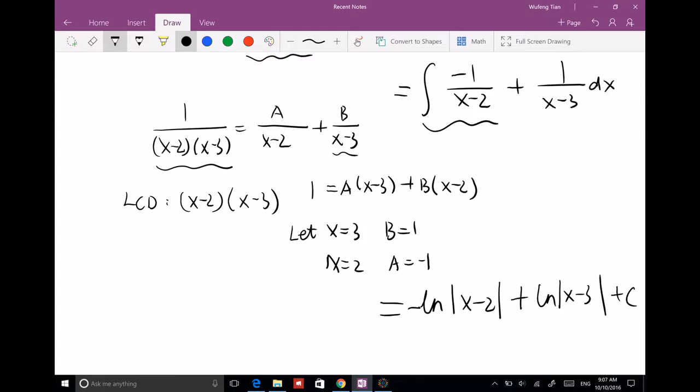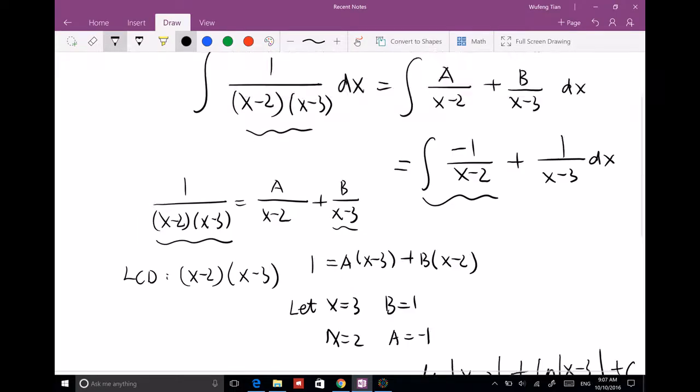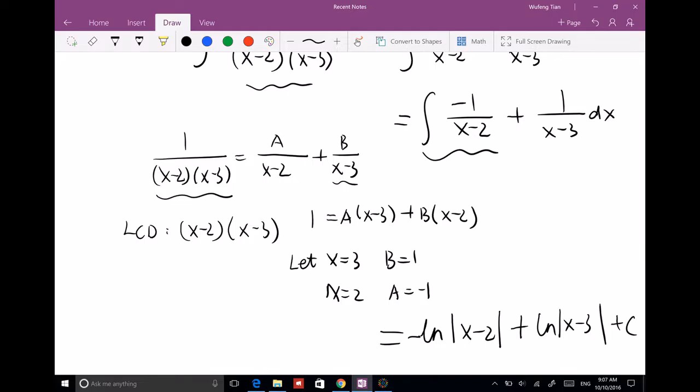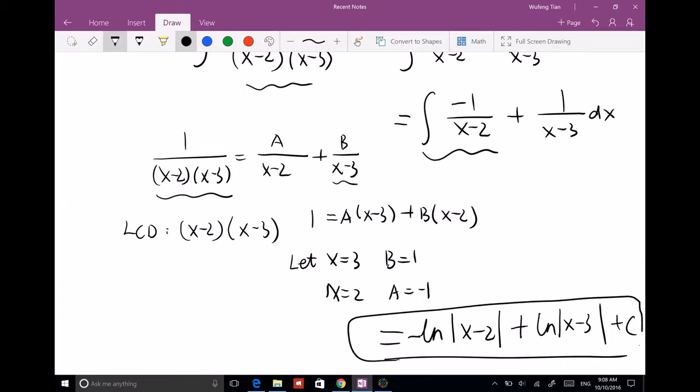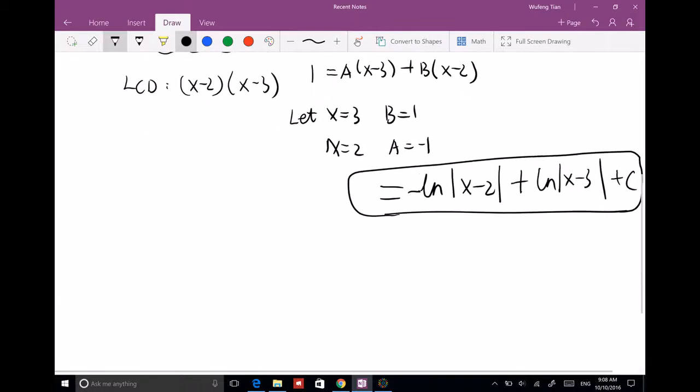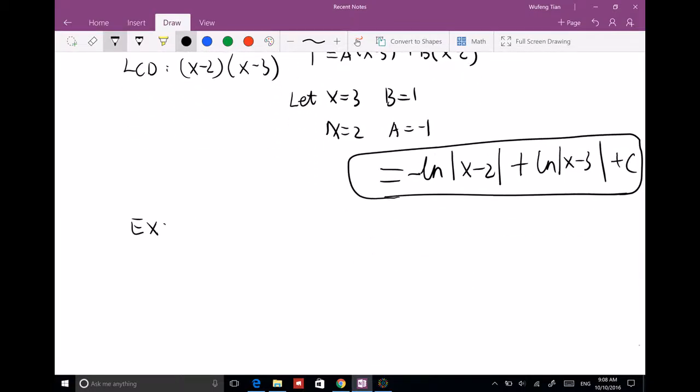Then you can say ln of x minus 2, minus ln of x minus 3. That's right. Okay, so this is how you do this one. Then we are done here. You can combine the two ln as ln of (x minus 3) over (x minus 2). That's okay too.